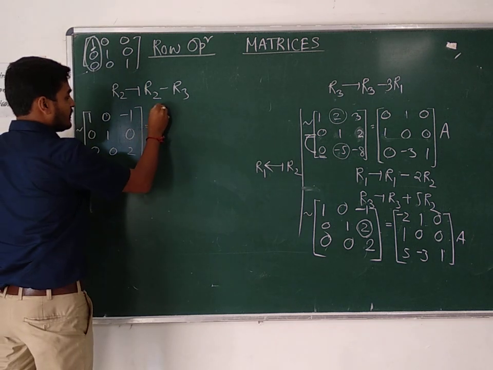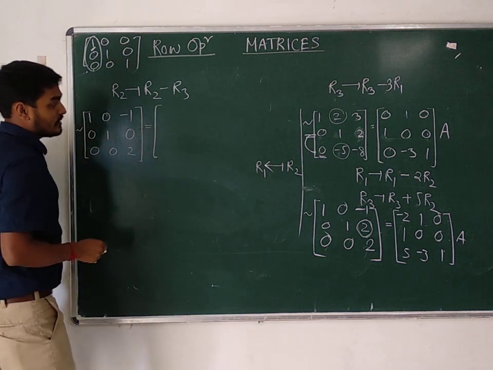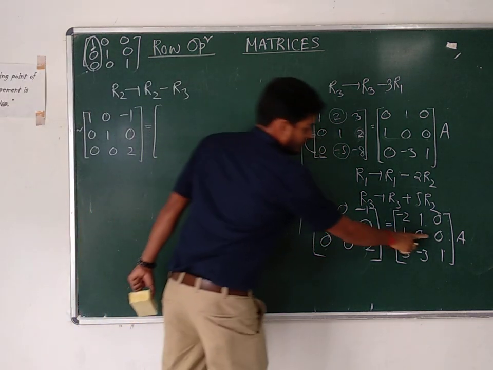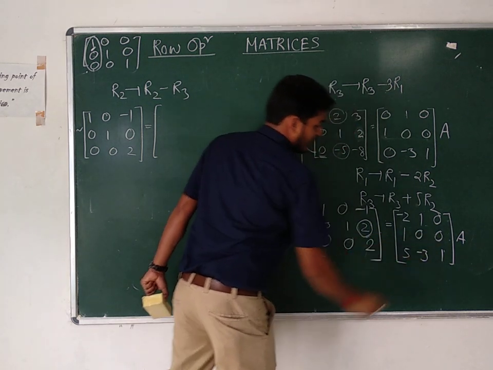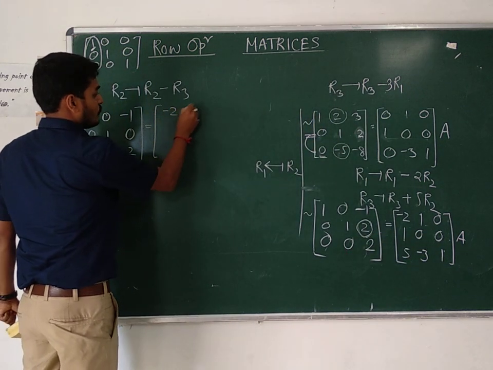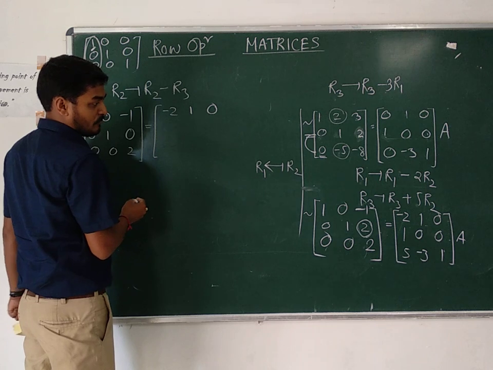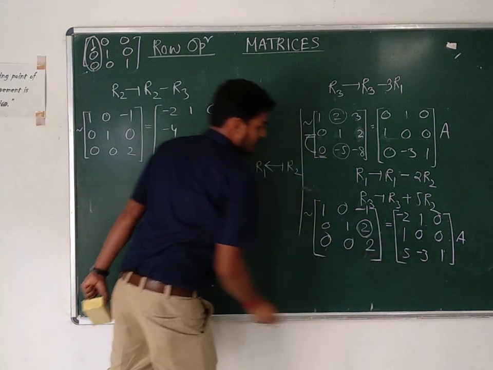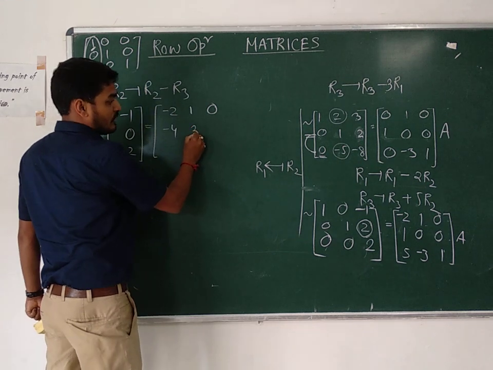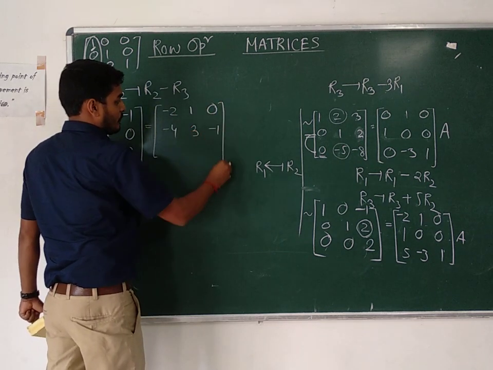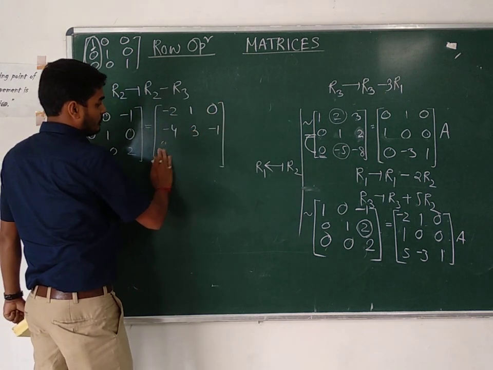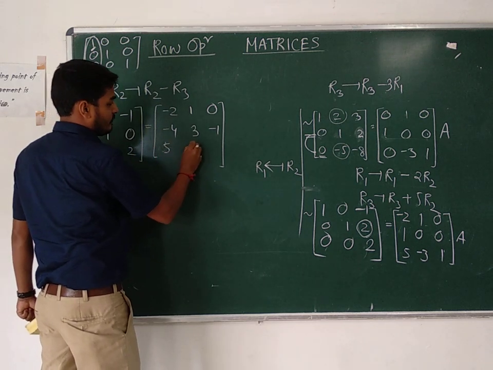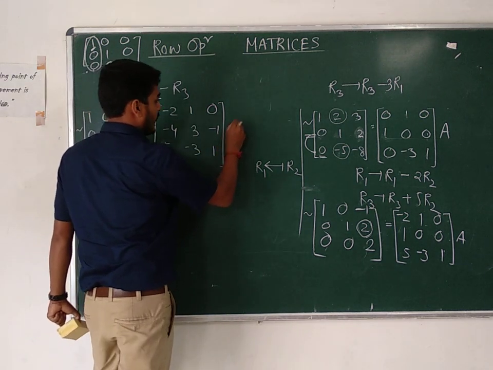Okay, then what will be the right-hand side matrix? Row 2 minus row 3. Minus 2, 1, 0, 2 stays the same, then 1, minus 5, minus 4, 8, 5, minus 4, 0, minus 3 plus 3, minus 1. 5 minus 3, 1, it will be A.